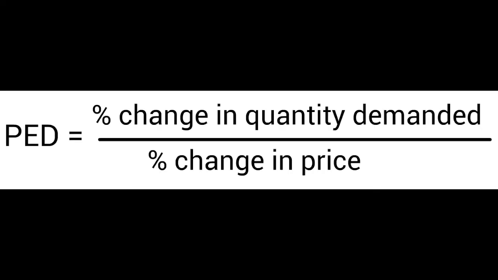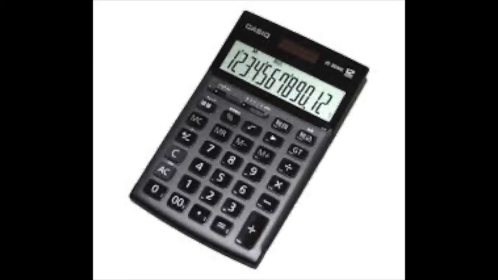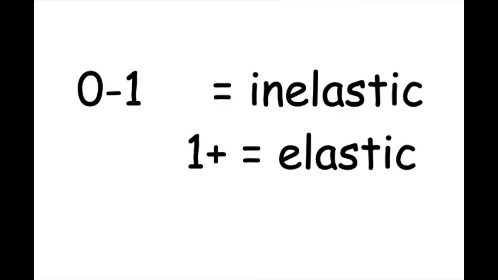This is the formula for PED, percentage change of quantity demanded over percentage change in price. You need to memorize this, as it will come in handy for paper 1 and 3. Once you calculate PED, if you get a number between 0 to 1, the demand you were calculating for is inelastic. If it is higher than 1, then it is elastic.